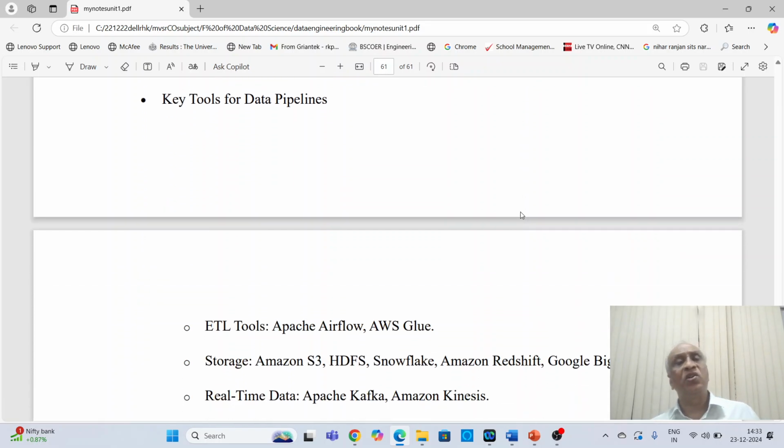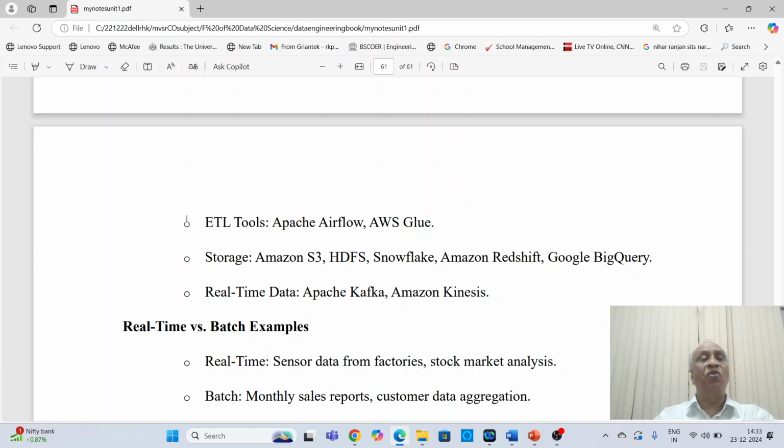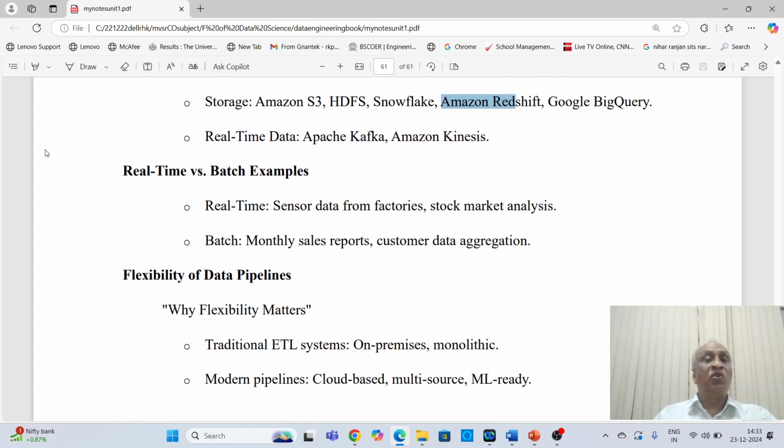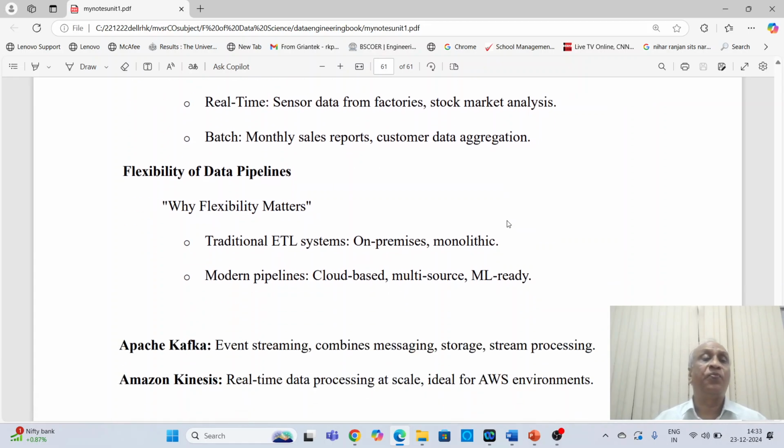Now coming to the different tools in data pipelines: for ETL, you can use Apache Airflow or AWS Glue. For storage, you can use Amazon S3, HDFS, Snowflake, Amazon Redshift, Google BigQuery. For real-time data, you can use Apache Kafka, Amazon Kinesis. Real-time, stream-oriented data examples can be sensor data from factories, stock market analysis. Batch data examples can be a monthly sales report or customer data aggregation.